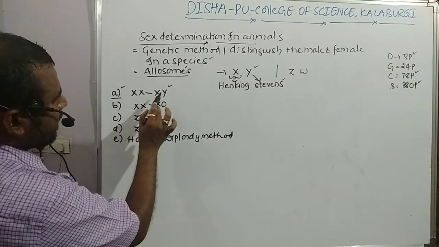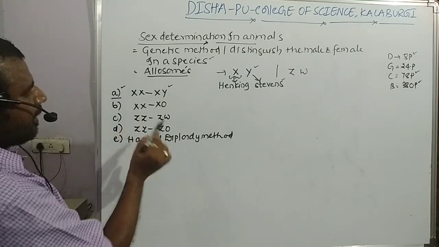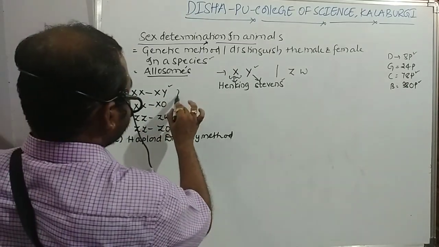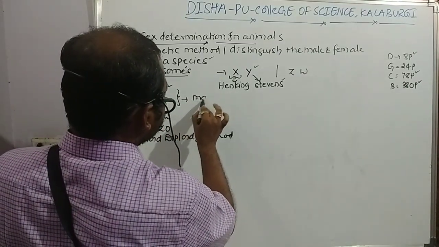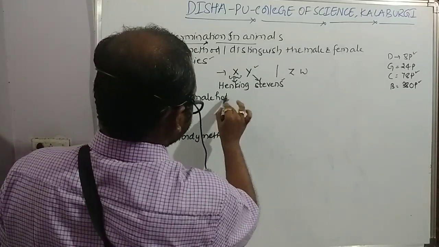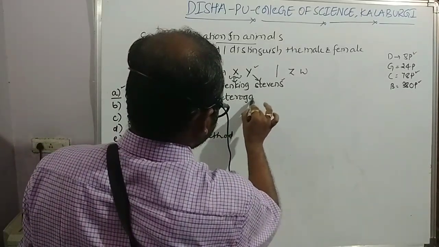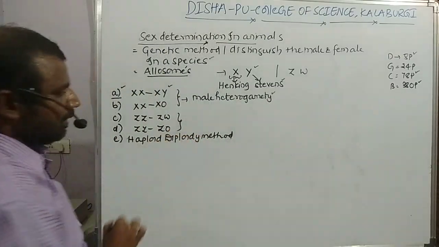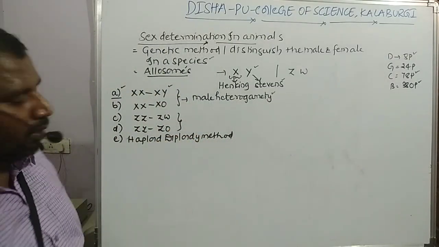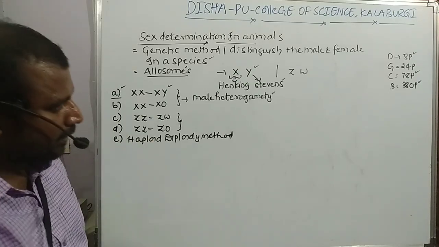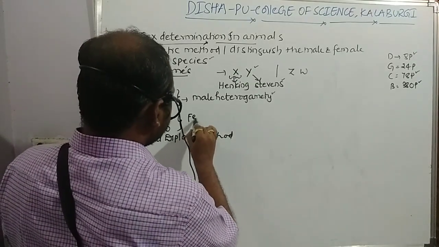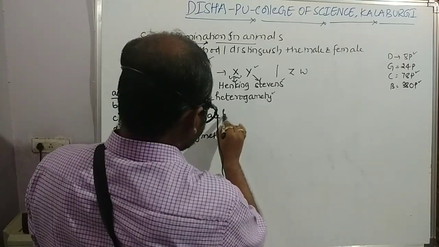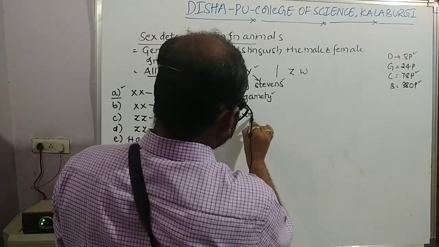Now XX-XY type and XX-XO type fall into the male heterogametic condition, while ZZ-ZW and ZZ-ZO types fall into the female heterogametic condition.